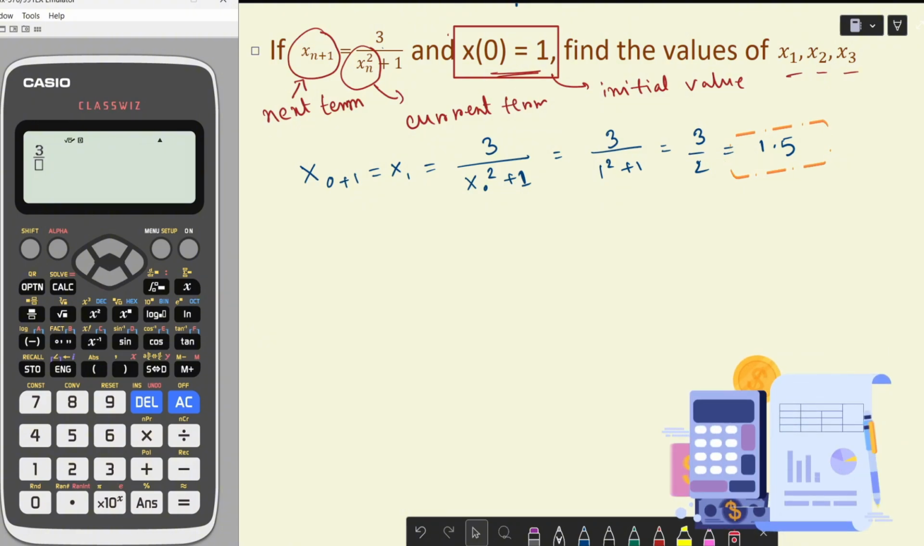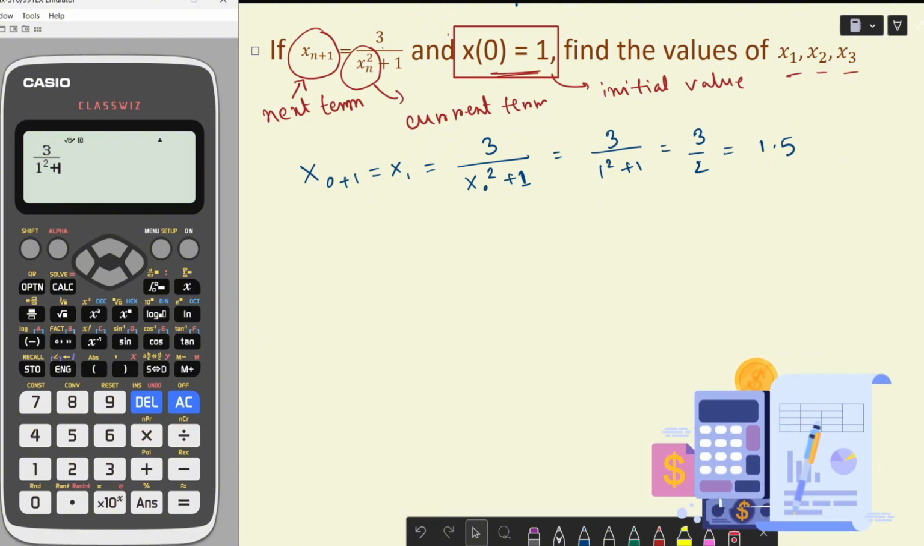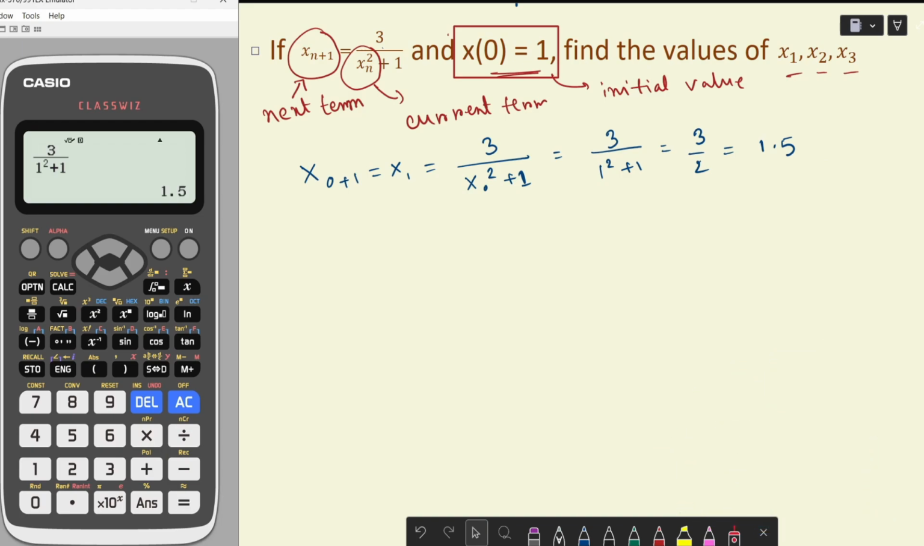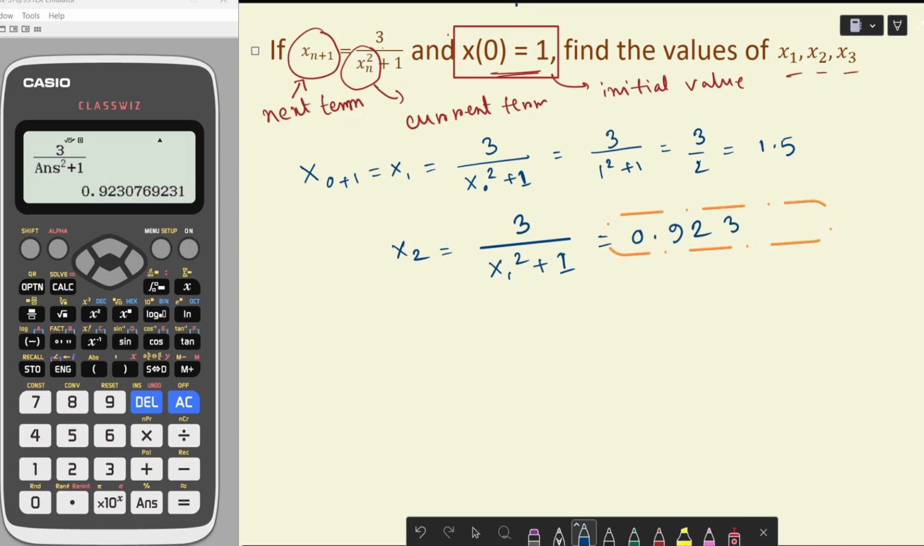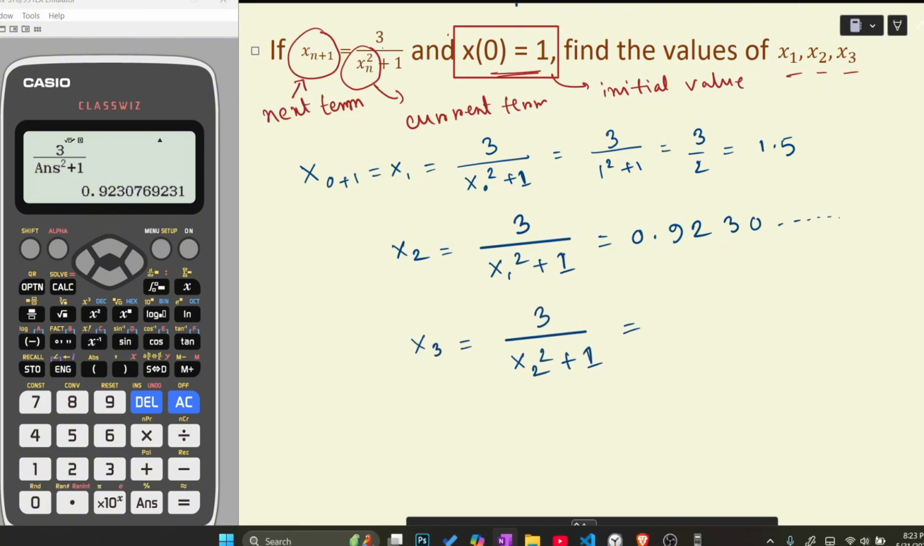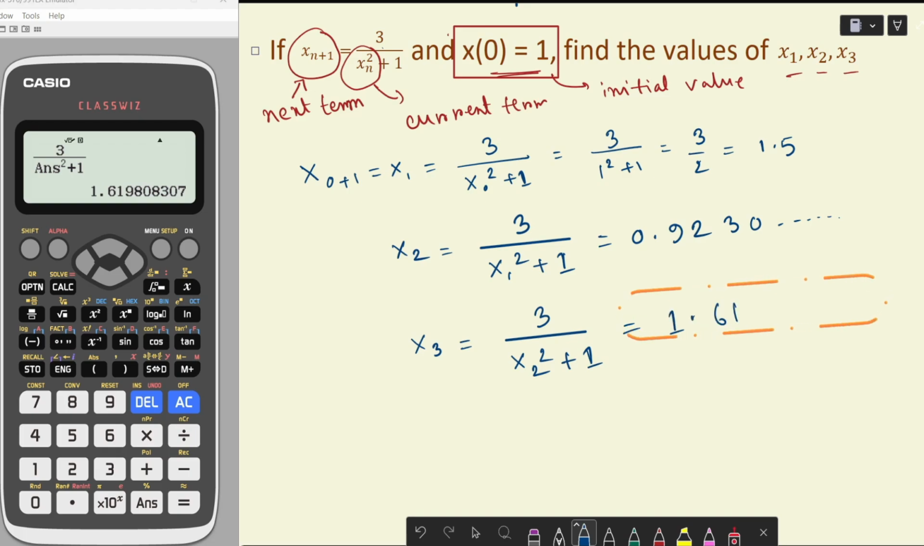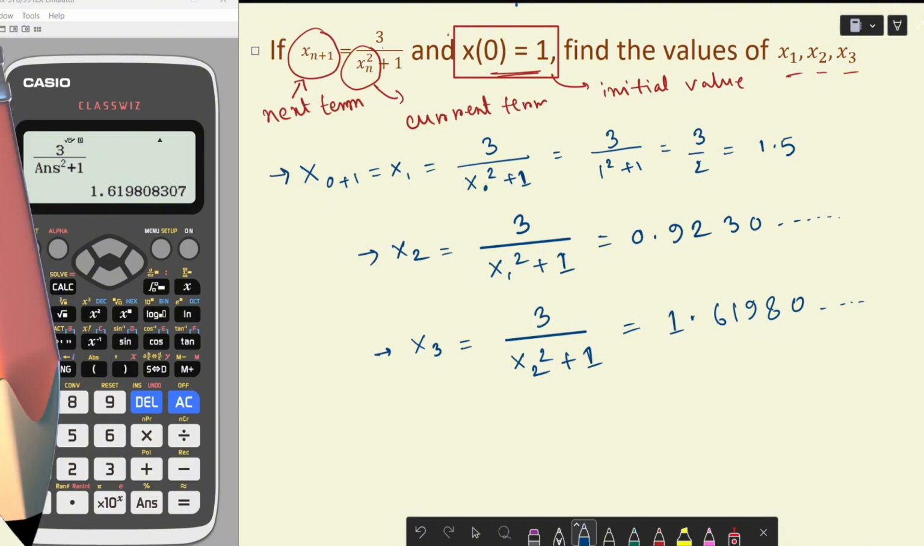Always use a scientific calculator for calculating this type of equation. Now we will find x2 by putting the value of x1 in the function. In your calculator, input answer instead of 1 and you will get x2. Like this, press the answer button again to get x3. Finally, we have got the values of x1, x2 and x3.